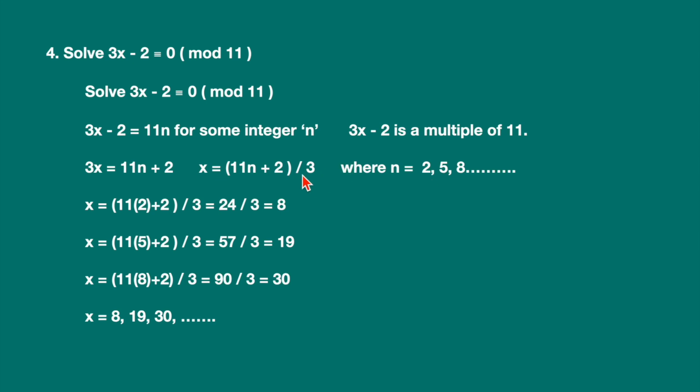For the next number, because it is divisible by 3, I'm not going to check for 3, 4. Directly I'm going to check for 5. 2 plus 3 is 5. So let us put n is equal to 5. You will see that the answer is 19. x is 19. Again add 3. 8. Check for 8 only. So you get the value of x as 30. So forth. So the answer is x is equal to 8, 19, 30, dot dot.